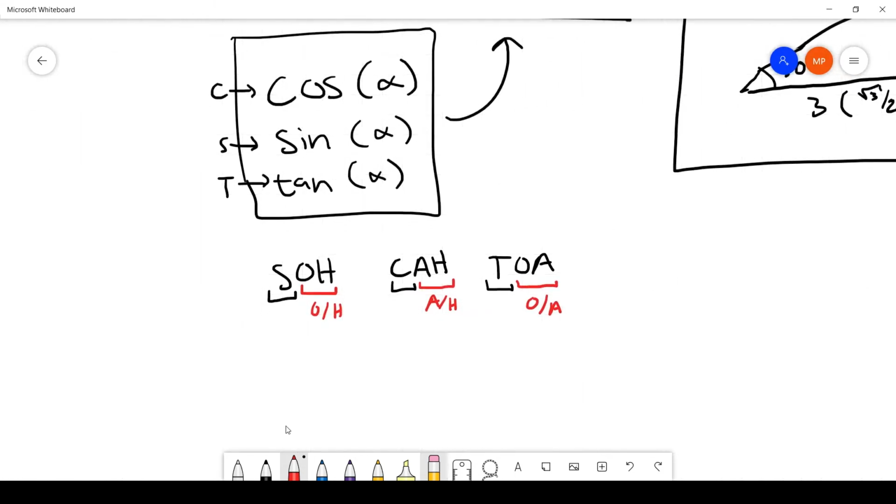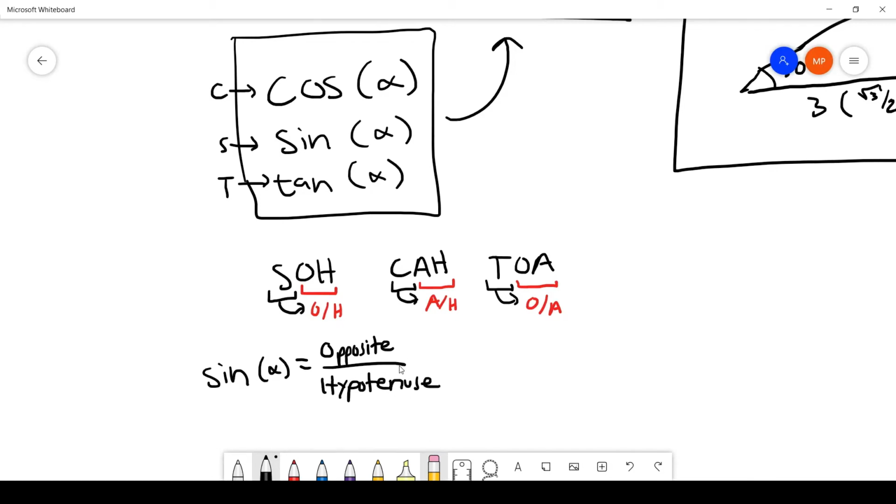And so from here, we can see that sine applies to the opposite over the hypotenuse, cosine applies to the adjacent over the hypotenuse, and tangent applies to the opposite over the adjacent. If we were to write this out, we can say that sine of alpha is equal to opposite over hypotenuse. Hope I'm spelling that right.